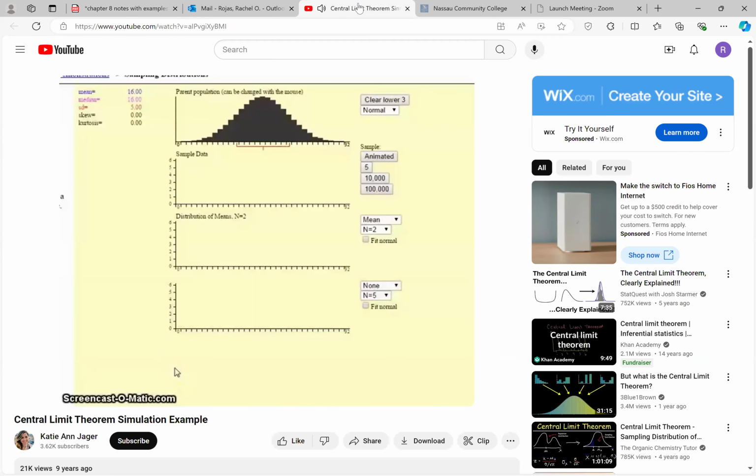So let's check out this cool simulation on the central limit theorem. Up here is the population of all of our data, and down here we're going to fill out the sampling distribution. So what happens when we take a sample size of 2, take its mean and plot it?